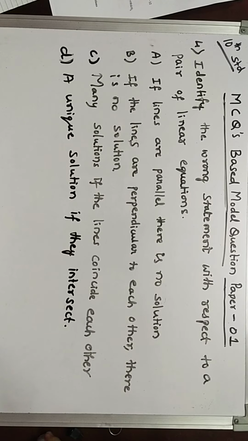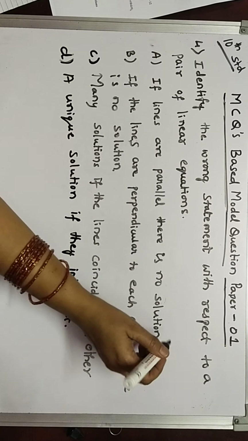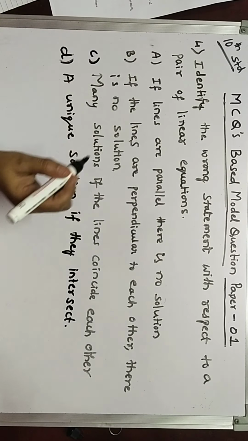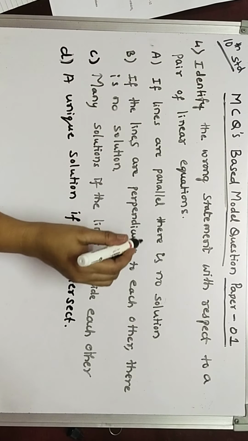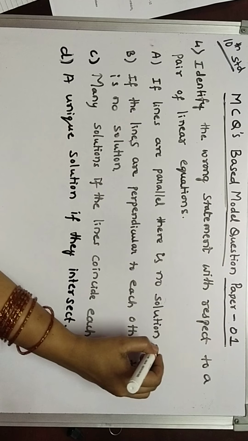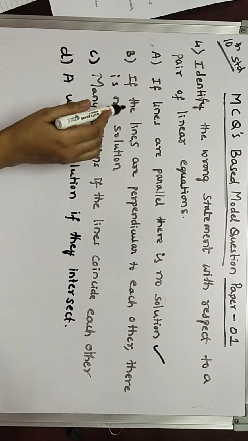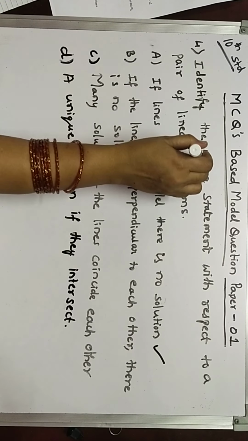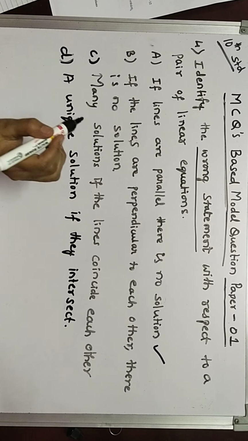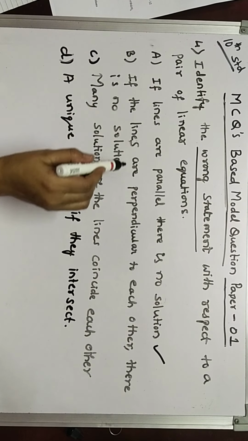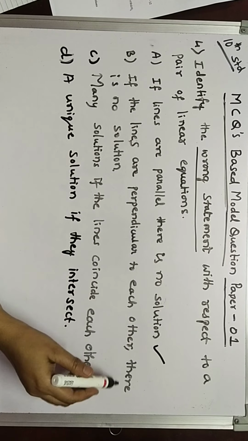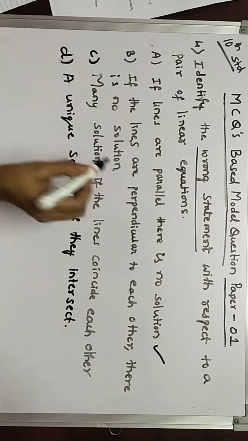question. Identify the wrong statement with respect to a pair of linear equations. So in that first option, if lines are parallel, there is no solution. Yes, it is a correct statement. So we have to identify the wrong statement. See the question first. Okay, first one is a correct statement. Next, second, if the lines are perpendicular to each other, there is no solution.